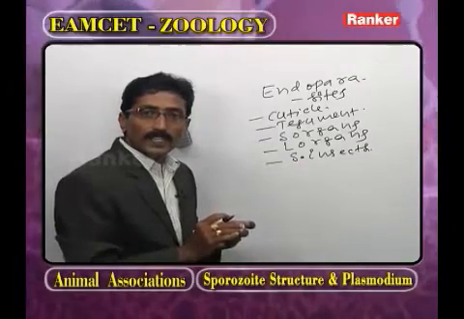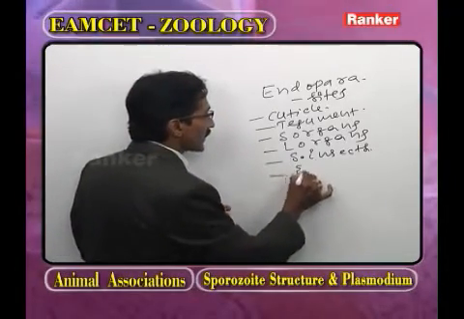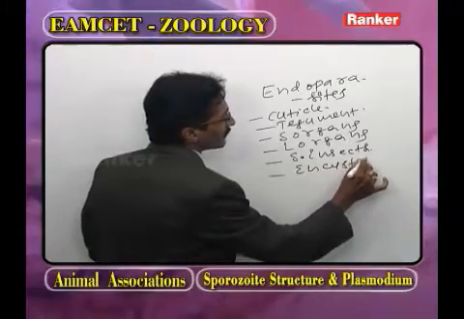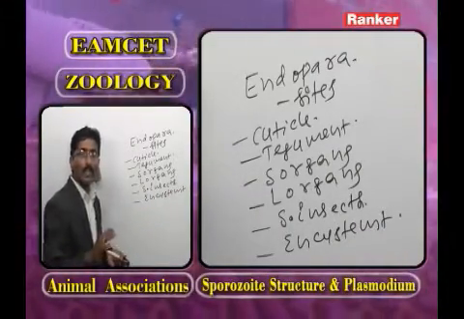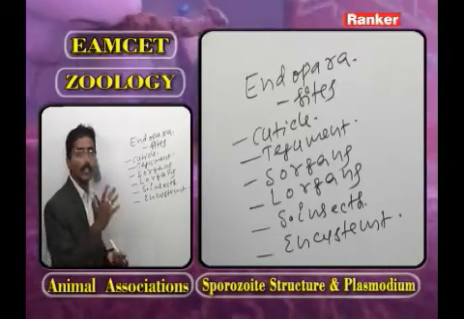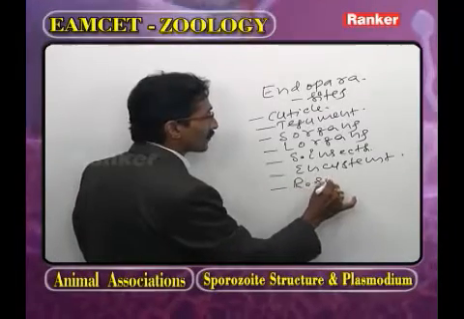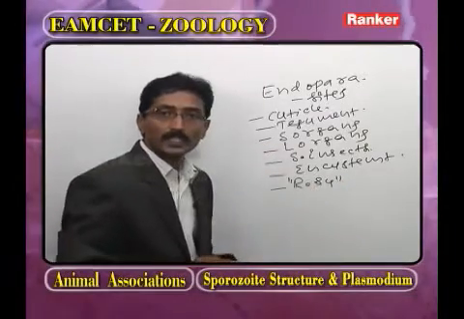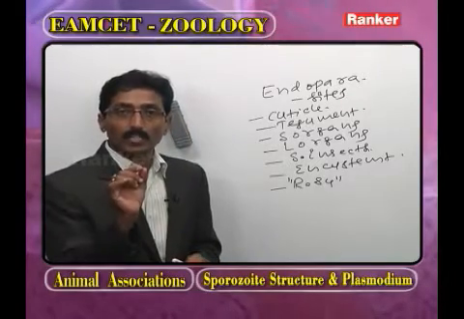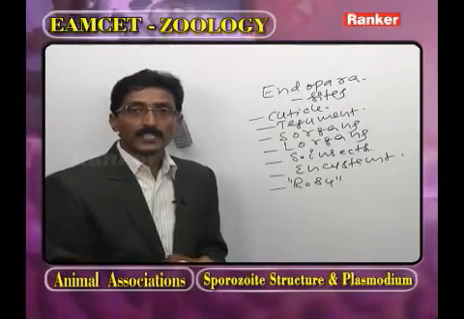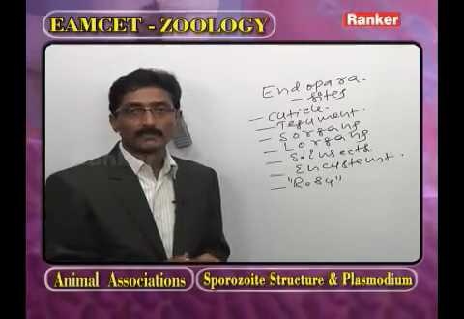Some endoparasites, in order to get protection against unfavorable conditions, undergo encystment. In endoparasites, almost all systems are not well developed. But what type of system is well developed? The reproductive system. Take, for example, the female Ascaris. In order to protect its species, the female Ascaris releases 2 lakh eggs per day.